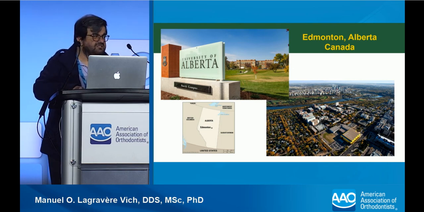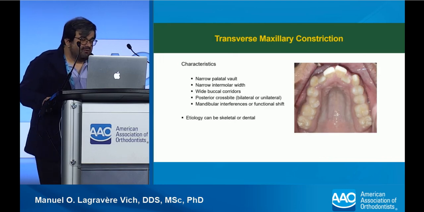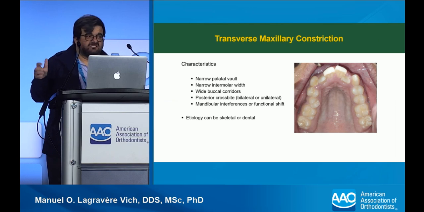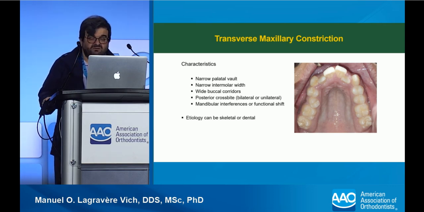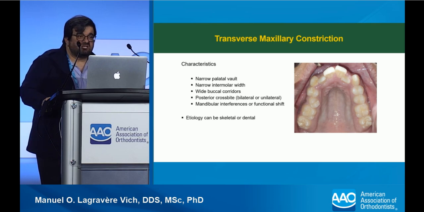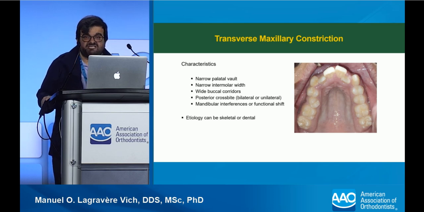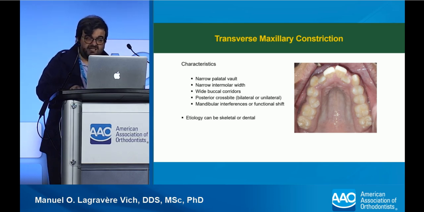So now, going into the topic itself, what is maxillary constriction? The characteristics we usually know, and if you've seen other lectures here, this would be just a reminder. It's a patient that presents a narrow palatal vault, a narrow intermolar width, wide buccal corridors. It can have a posterior crossbite, either unilateral or bilateral, and mandibular interferences or functional shift. And the etiology of these can be skeletal or dental.